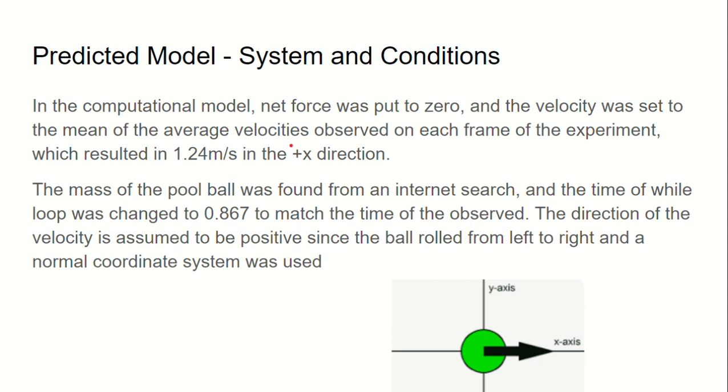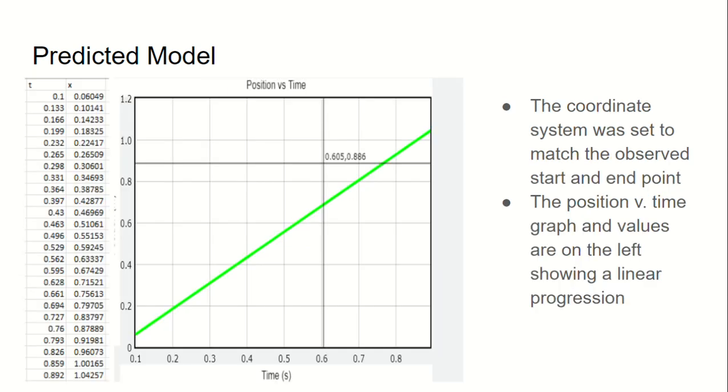In the computational model, net force was put to zero, and the velocity was set to the mean of the average velocities observed on each frame of the experiment, or the line of best fit slope, which resulted in 1.24 meters per second in the positive x direction. The mass of the pool ball was found from an internet search, and the time of the while loop was changed to 0.867 to match the time of the observed. The direction of the velocity is also assumed to be positive, since the ball rolled from left to right and a normal coordinate system was used.